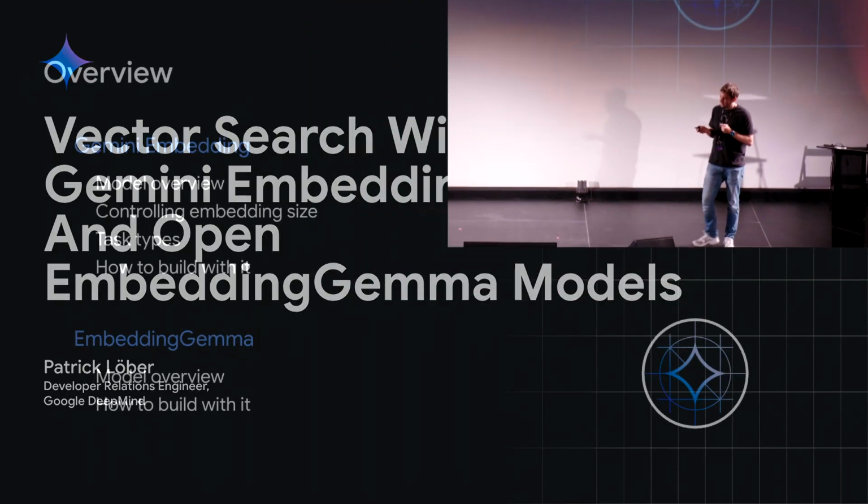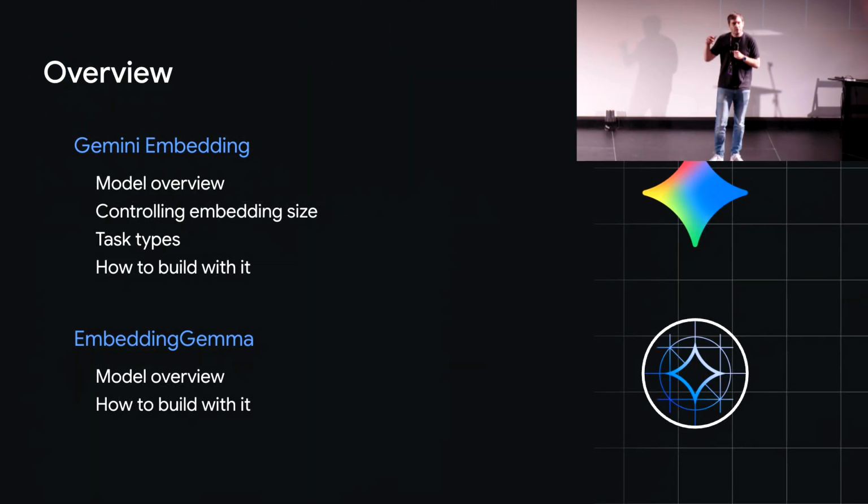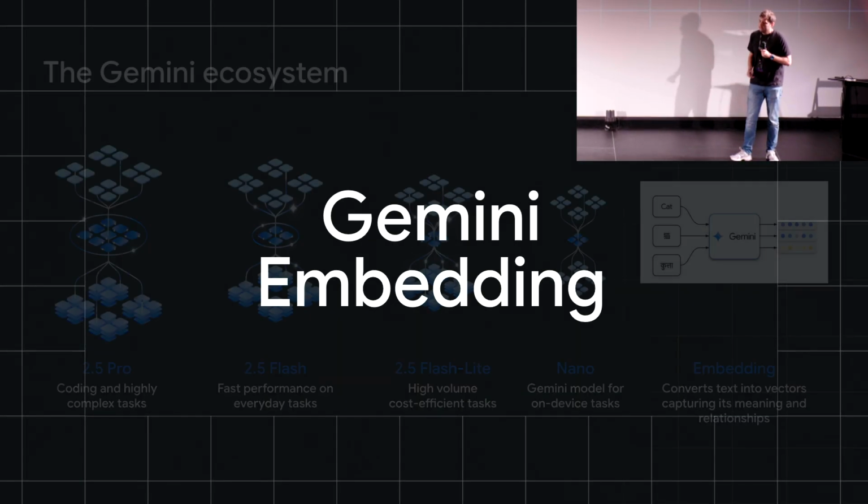Yeah, that's my talk. And here's the overview. So I want to talk about both models. I'm starting with Gemini Embedding, give you a quick model overview, how we trained it, and then some of the controls you have with it to make it especially efficient for vector search, like controlling the embedding size and specifying task types. And then also I want to show you how to actually build with it, show you some code examples. And then the second model, EmbeddingGemma, also give you a quick model overview and show you how to use it. So yeah, let's dive in.